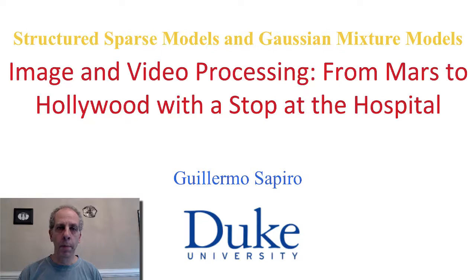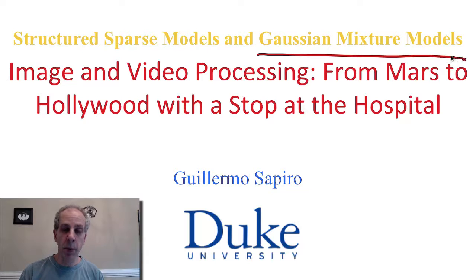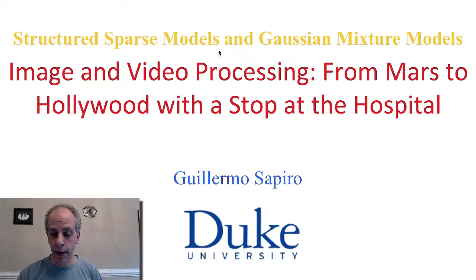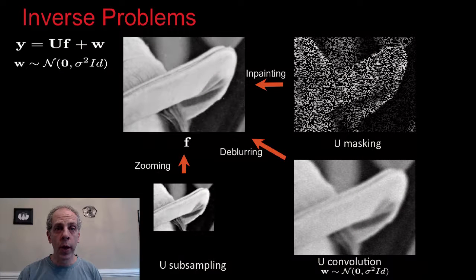Hello and welcome back. In this video I want to talk about Gaussian mixture models and their connection to sparse modeling. In particular, this is going to be useful for us to introduce the concept of structured sparse models. Let's get into that. As examples, we are going to use the same type of image processing tasks that we have been using for regular sparse modeling in the previous videos.